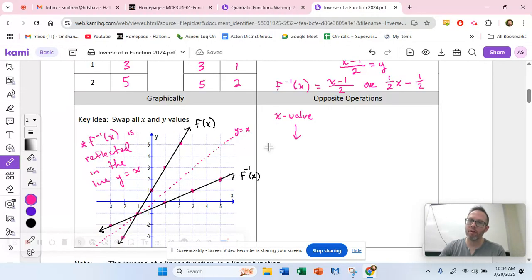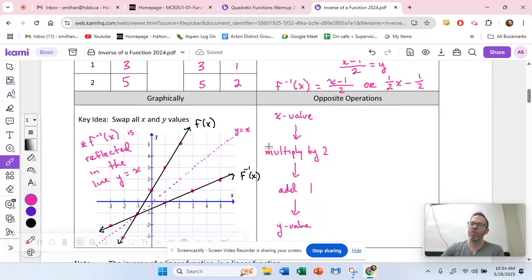And the rule of the function, 2x plus 1, says multiply by 2, take that x value, multiply by 2, and then add 1, and that gives you your y value. That's literally what the rule says, 2x plus 1.